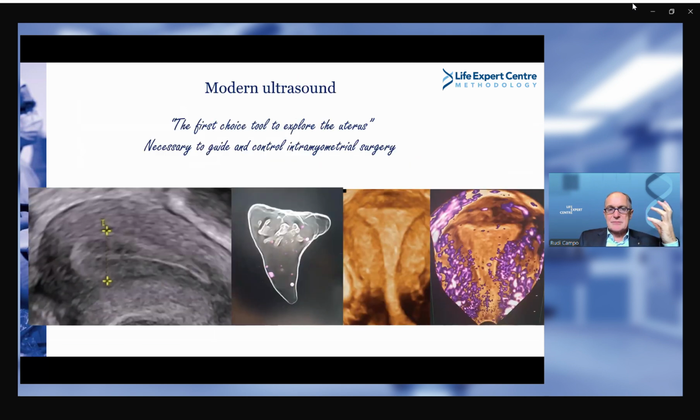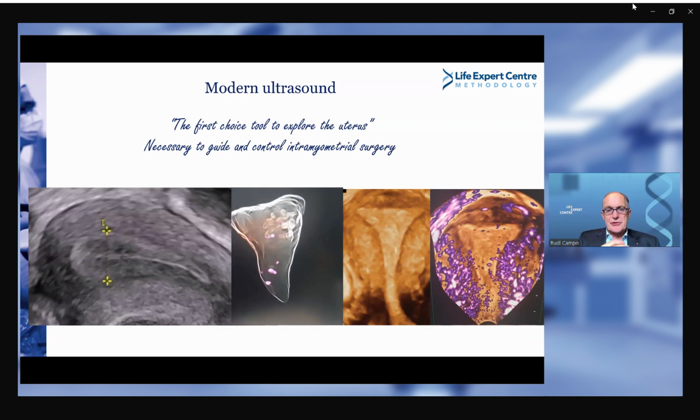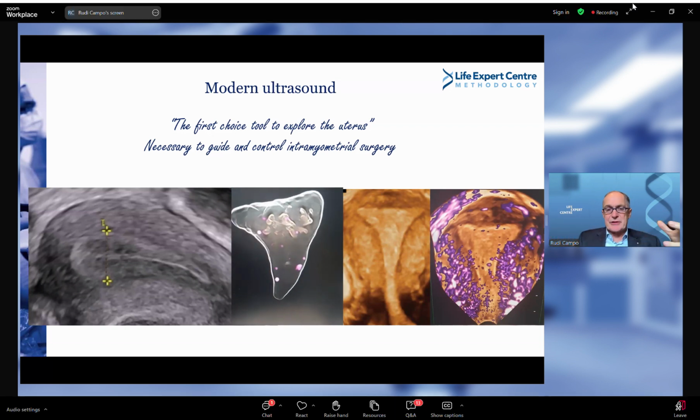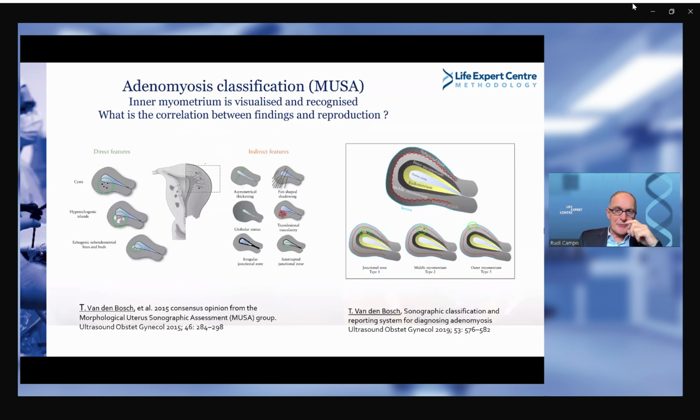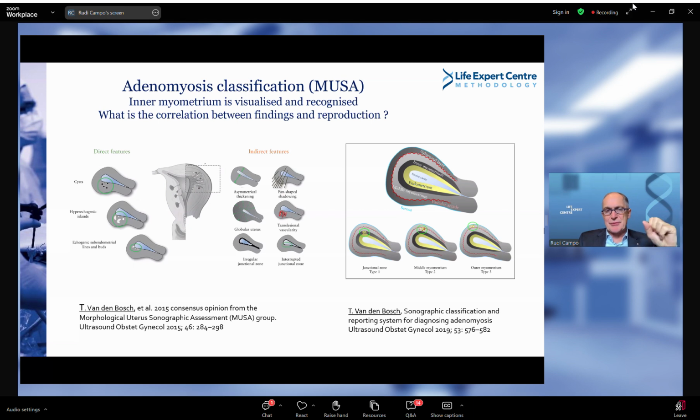But modern ultrasound is the first choice tool to explore the uterus. There is no discussion. New technology is coming in and gives us important information on the endometrium, juxtazone myometrium, and outer myometrium. And we have my country fellow, Thierry van den Bosch, and the Dutch group has done a fantastic job on the adenomyosis classification.